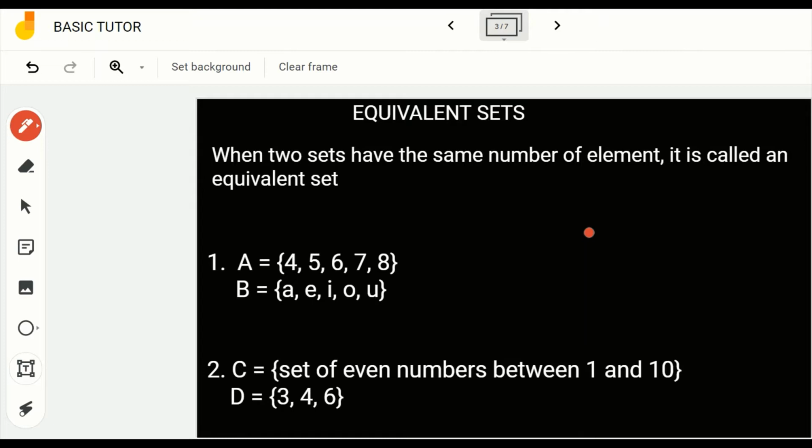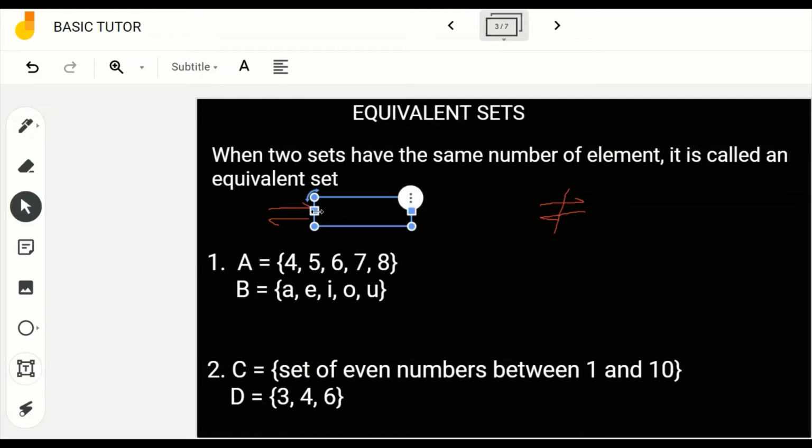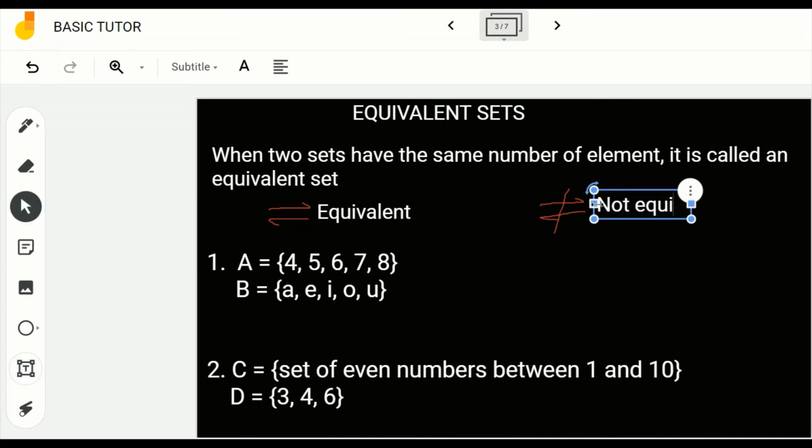So when you count the members of set A and when you count the members of set B, if they are the same, it means that they are equivalent. And we have symbols we use for equivalent. When the sets are equivalent, we use this symbol. When the sets are not equivalent, we use this symbol right here. This is for equivalent sets. When the sets are not equivalent, we use this symbol, not equivalent.